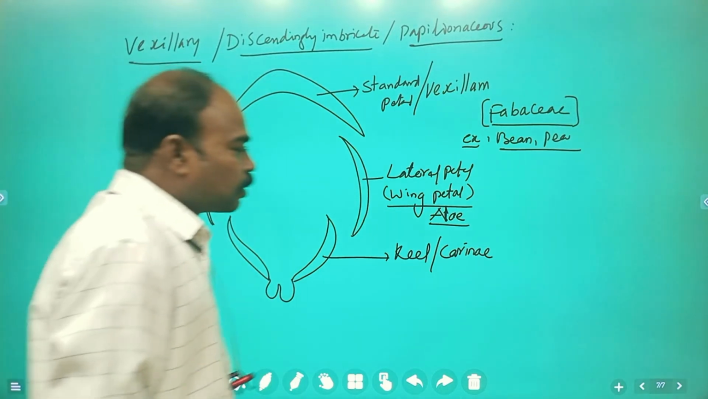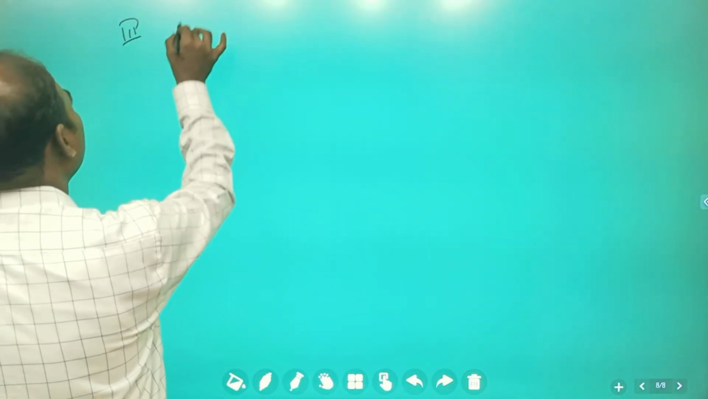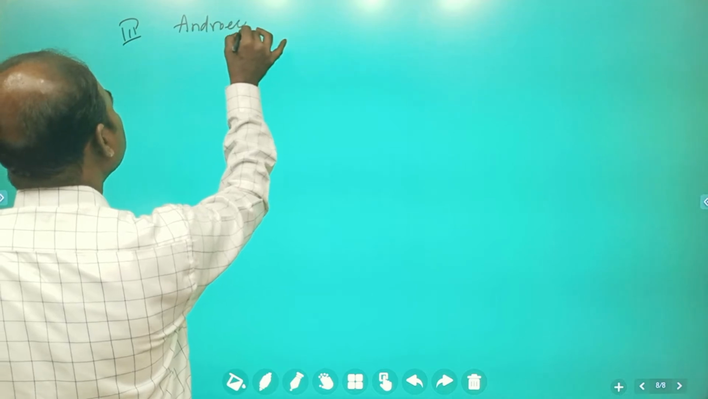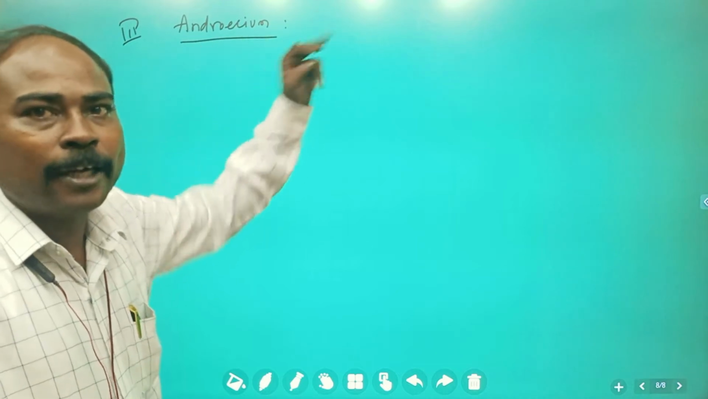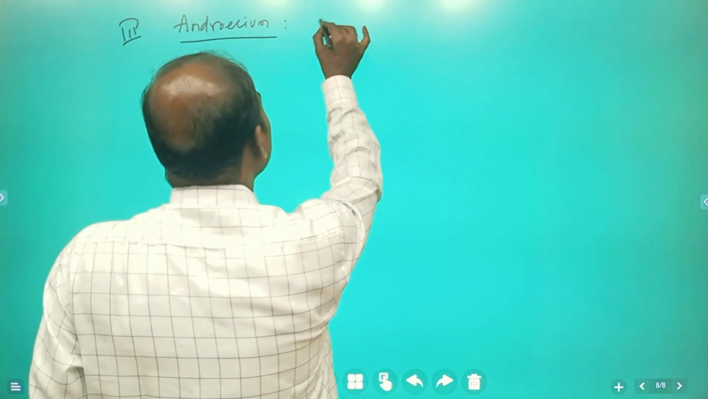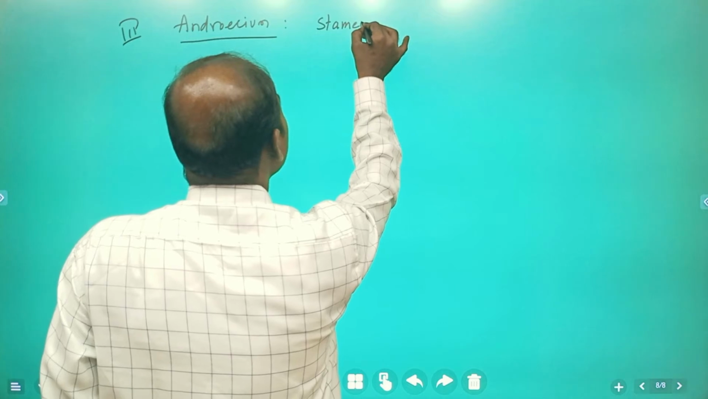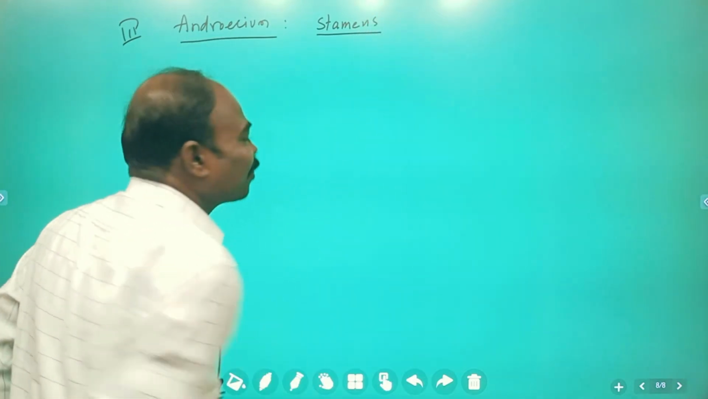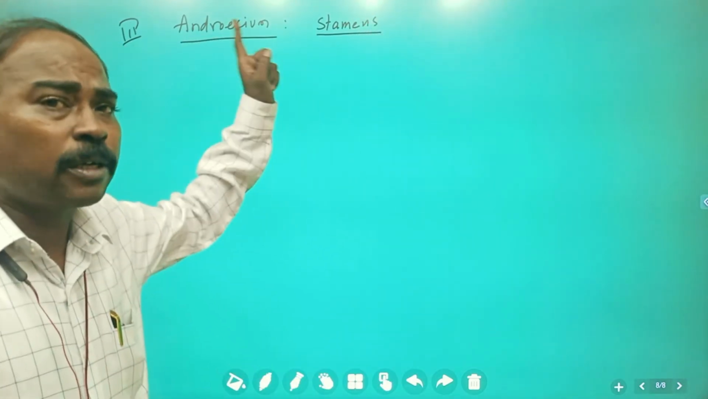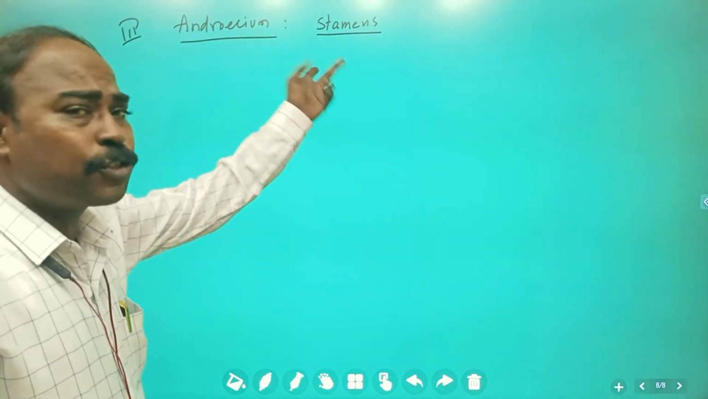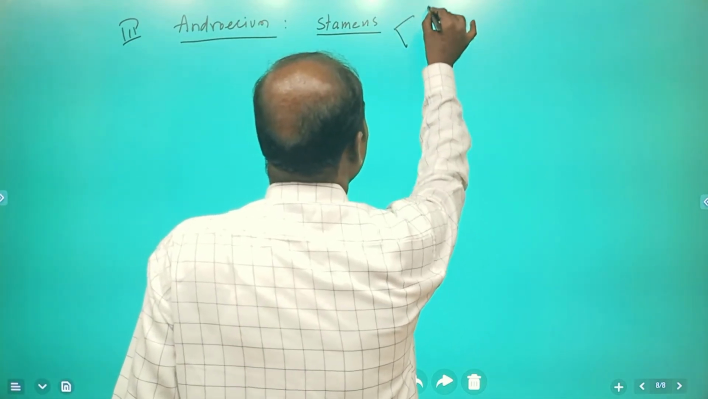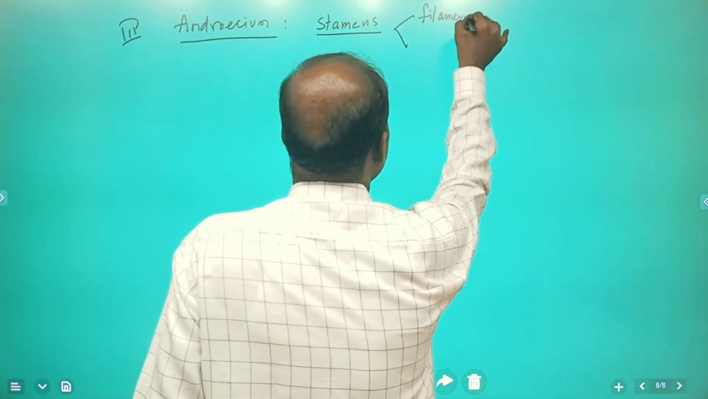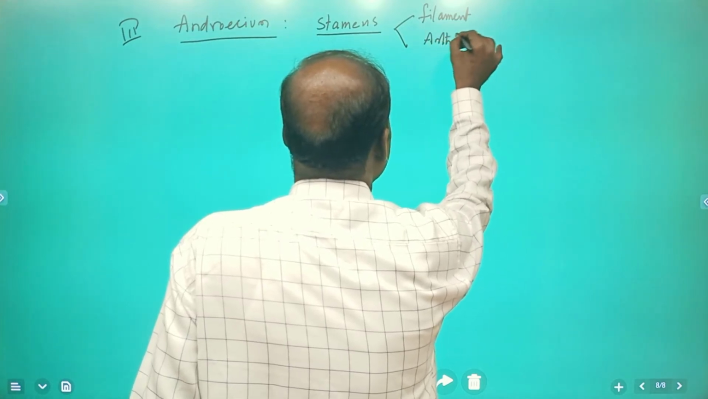Next, the third whorl. The third whorl of a flower is called androecium. Third whorl of a flower is called what? Androecium. The modified leaves of androecium are called what? Stamens. The units of androecium are called stamens. Each stamen has two parts, that is one filament and one anther.